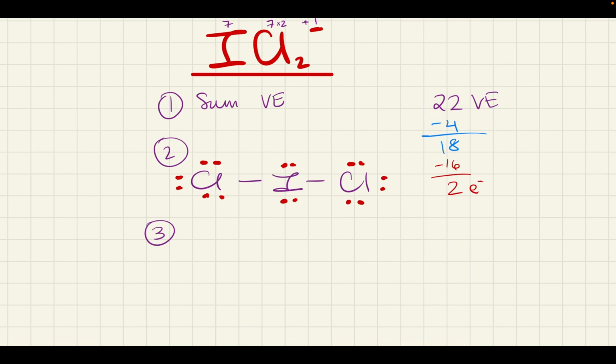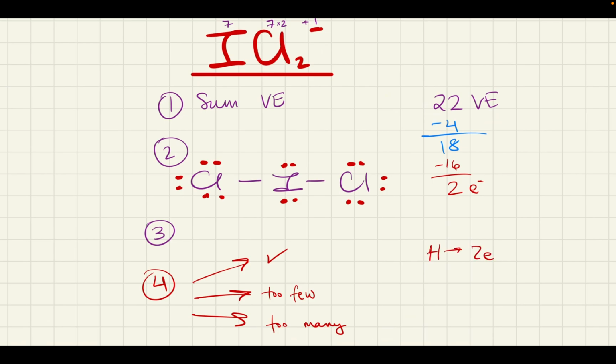Now here's the thing. We have all of our full octets, right? Octet meaning 8. However, there are some exceptions to the octet rule. So we're getting to step 4, Goldilocks logic. Either we have the right amount, too few electrons to make everybody happy, or too many. In this case, we have too many electrons when comparing to the octet rule. But remember the exceptions to the octet rule.